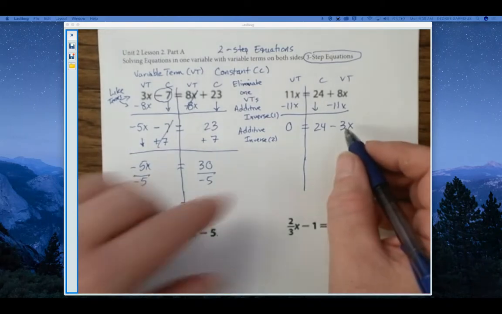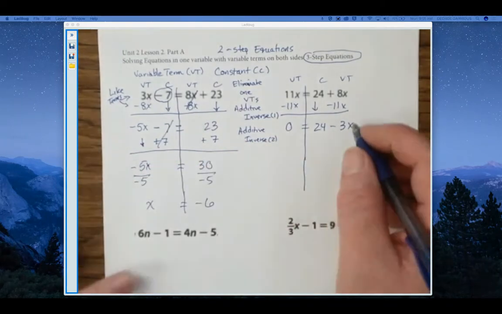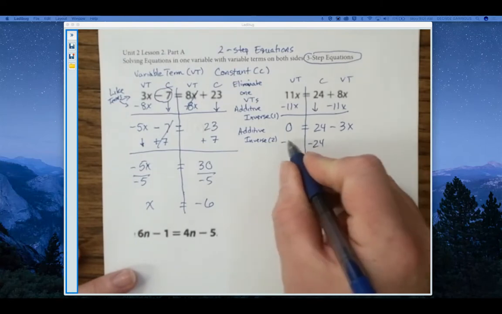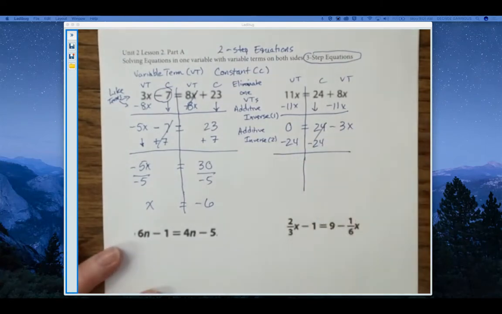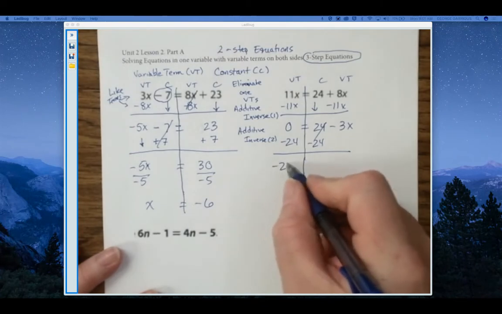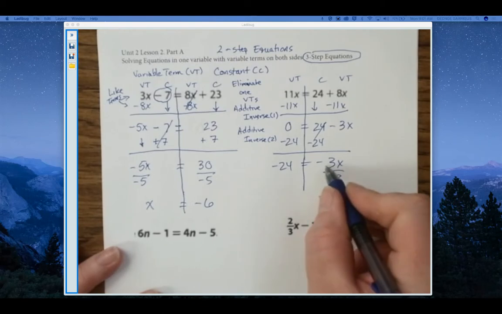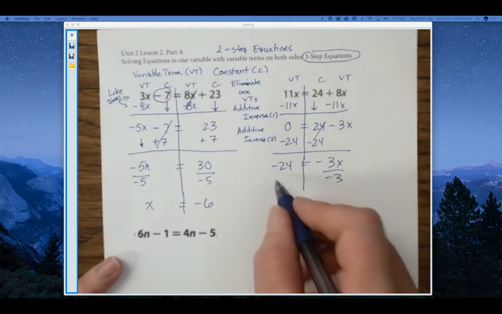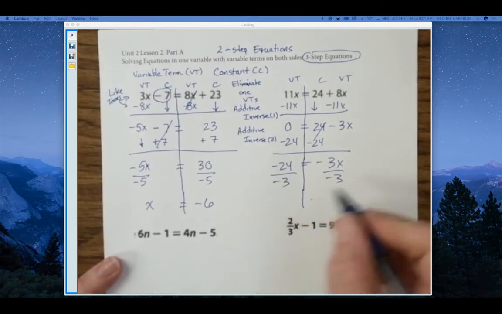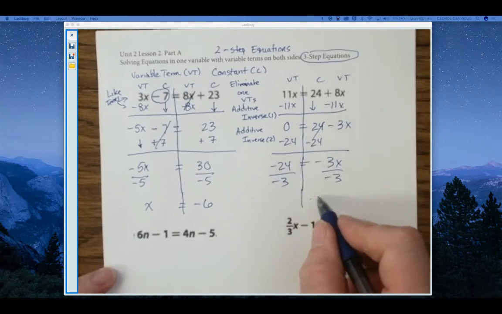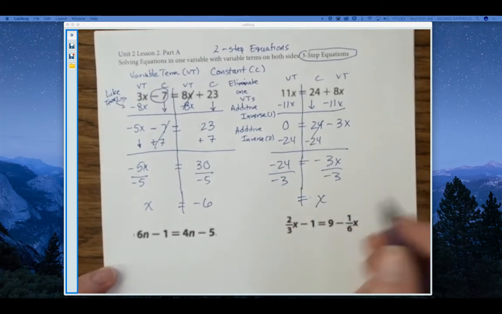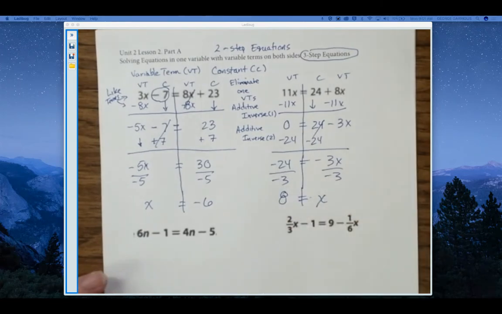I need to get one of these things over here. So I could subtract 24. And you can see I've made more work for myself. Negative 24 equals negative 3x, and then I could divide by negative 3. Remember, the coefficient is negative 3, so I'm dividing by negative 3, because a negative divided by a negative gives me my positive x equals 8. What would have been smarter here, you'll see how much faster it will be if you do it the correct way.